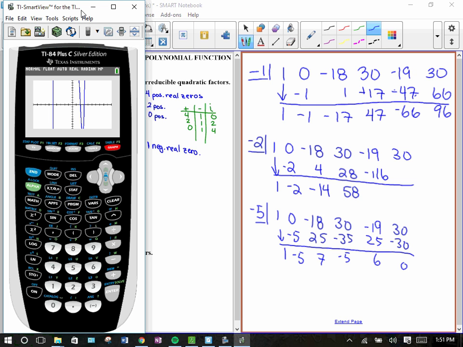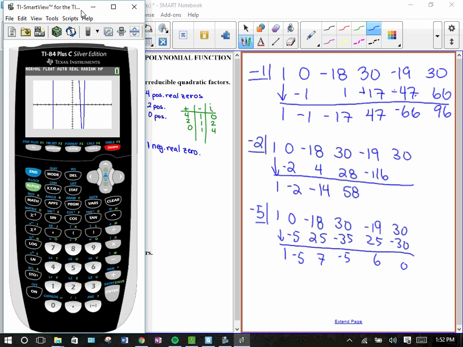Zero plus negative 5 is negative 5. Negative 5 times negative 5 is 25. Zero. So then we have 25 there, negative 18 plus 25 is 7. Negative 5 times 7 is negative 35. 30 plus negative 35 is negative 5. Negative 5 times negative 5 is 25. Negative 19 plus 25 is 6. Negative 5 times 6 is negative 30. 30 plus negative 30 is 0. And that shows us that negative 5 is in fact a 0.